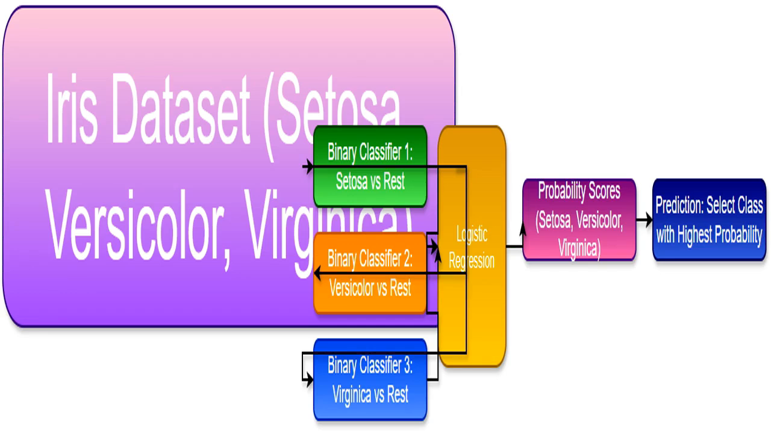This is the famous dataset we're using. It contains measurements, like sepal length and width, petal length and width, for different iris flowers belonging to three species: setosa, versicolor, and virginica. These measurements are used as inputs to our model to predict the flower type.